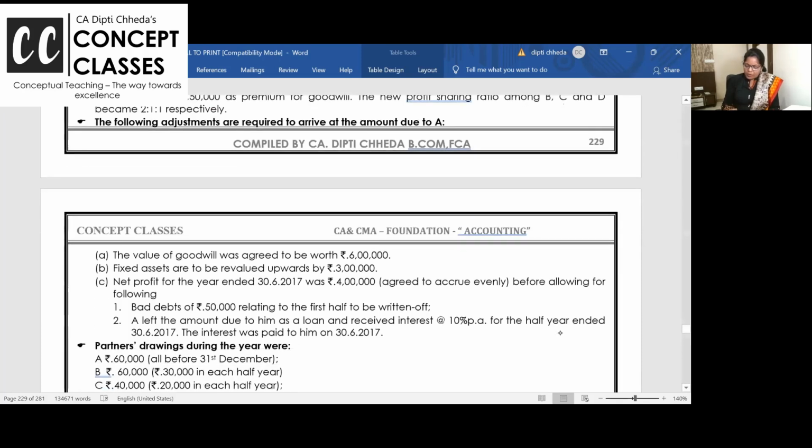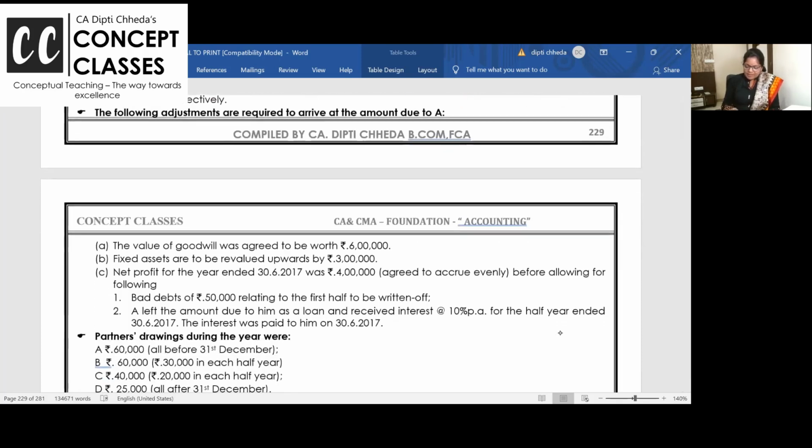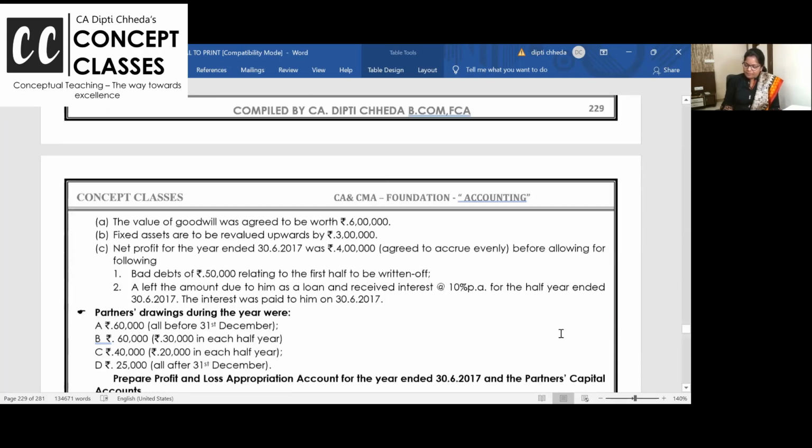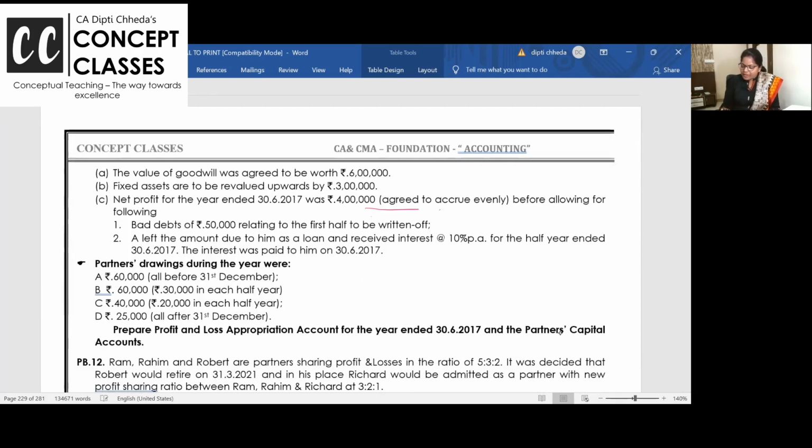Following adjustments are required. Goodwill is 6 lakh. Fixed assets revalued. Net profit on 30 June 17, 4 lakh. Agreed to accrue evenly. Means first 6 months 2 lakh. And why I want to split the profit? Because A is retiring from July to December, 6 months profit he will take. Bad debt of 50,000 relating to first half had to be written off. And A left amount due to him as loan and received 10% interest on that.